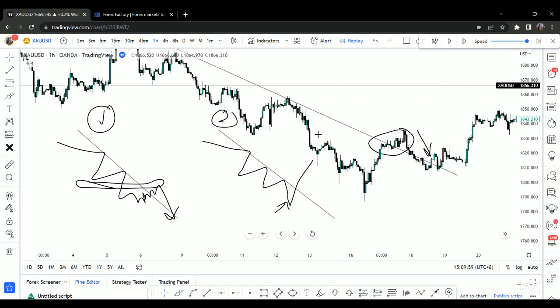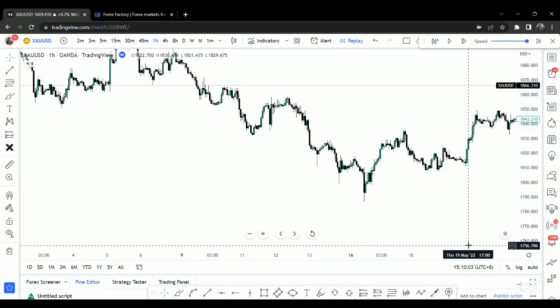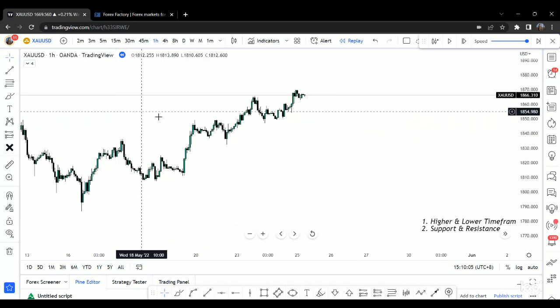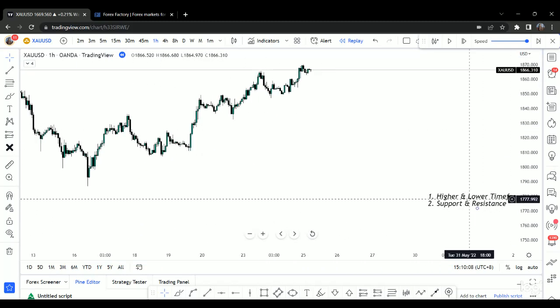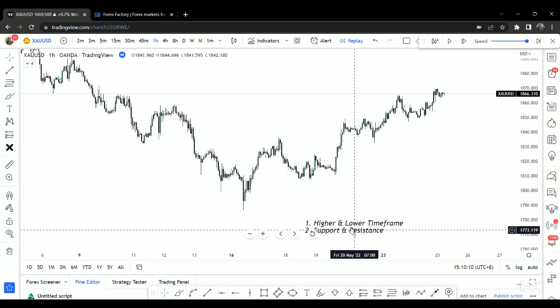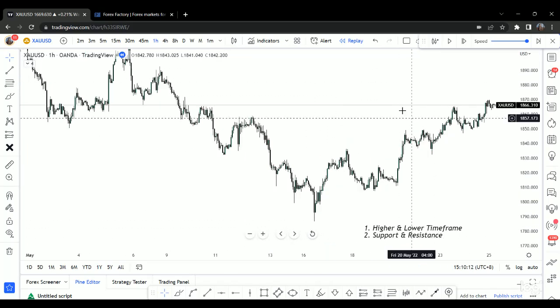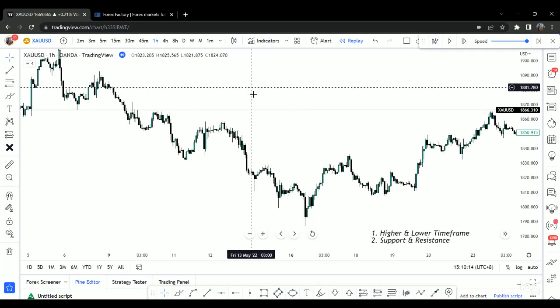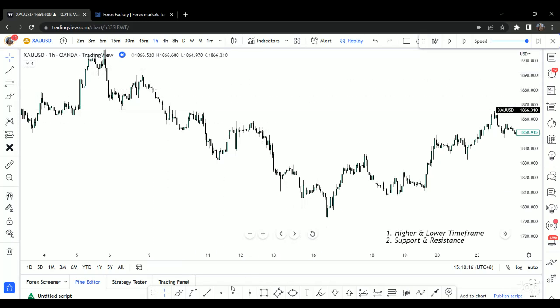I'll give you one example. A trend line is a very, very subjective tool. Everyone draws a trend line differently. So again, I'll repeat this. We are currently at the second point of support and resistance. We talked about the horizontal one. Now we talk about the trend line, dynamic SNR.